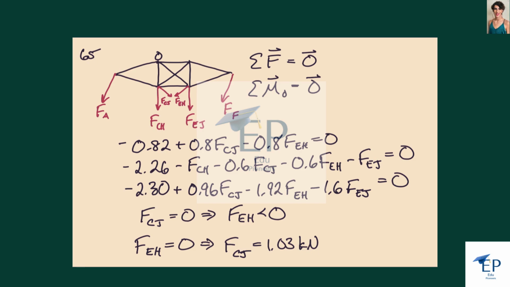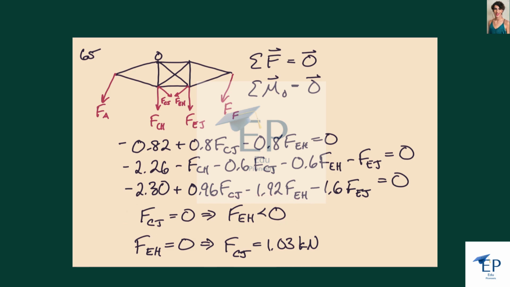And so we have four unknowns in these equations. The problem is obviously we can't find four unknowns with only three equations, but we can make the assumption that one of these is 0, and then check what the other one is. If we assume that this member from C to J is 0, we find that the member from E to H has a negative force in it, which means it's in compression. So that is not the correct assumption.